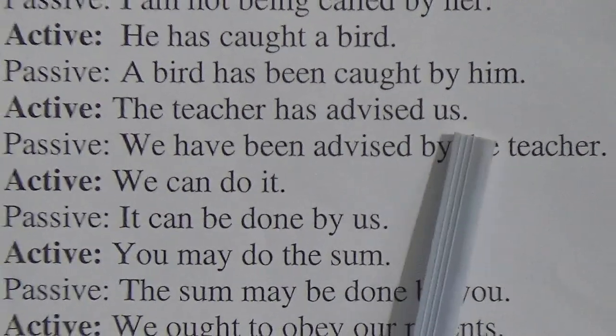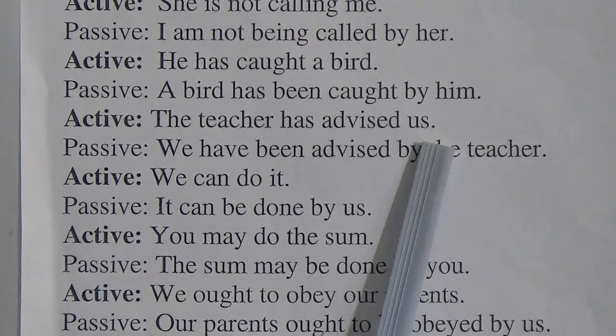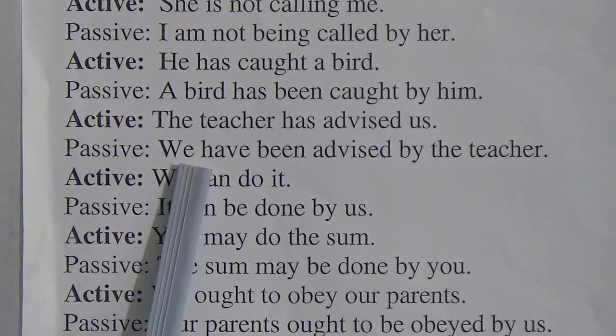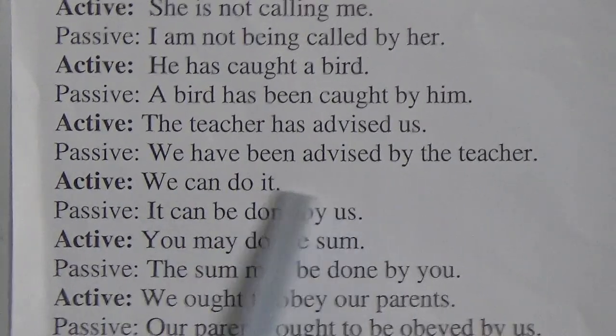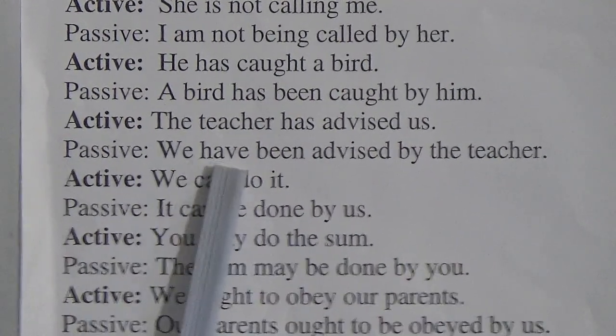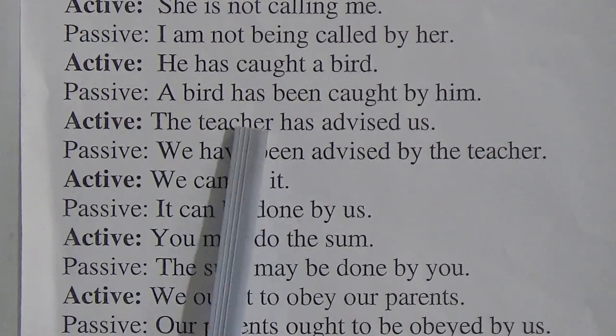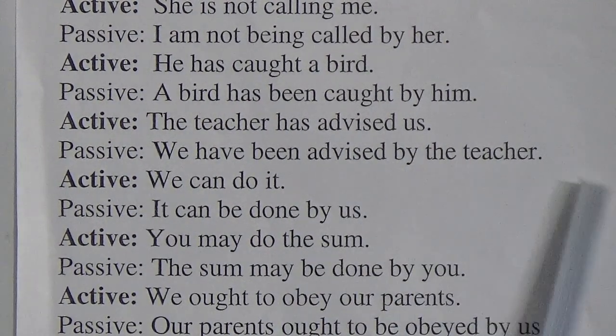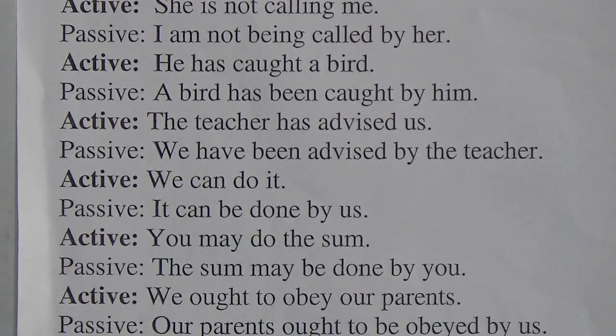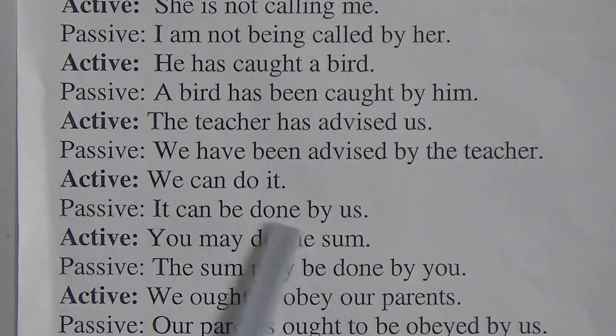The teacher has advised us. Us is the object, we will make it the subject, we. As it is present perfect tense, we will use have been, has been. After that we use have been, past participle of the verb advised, preposition by, and the subject will become the object at the last. We can do it. Look at it very carefully.